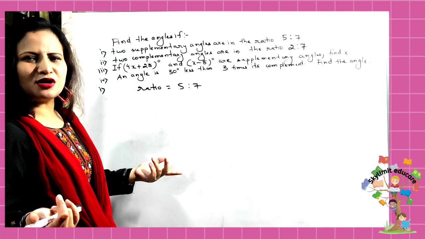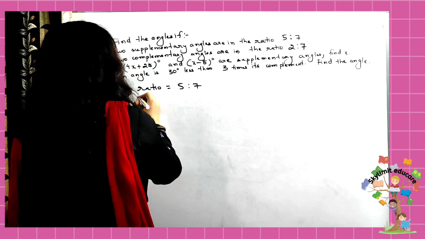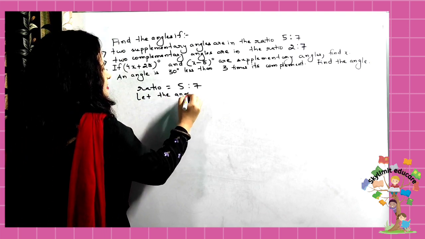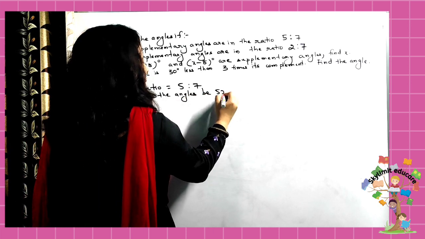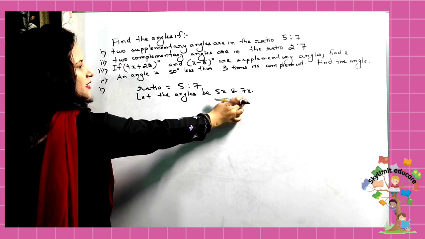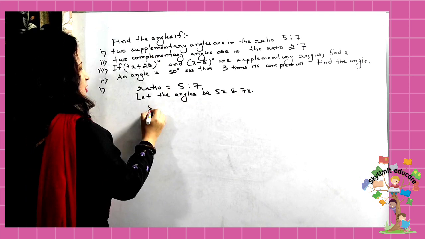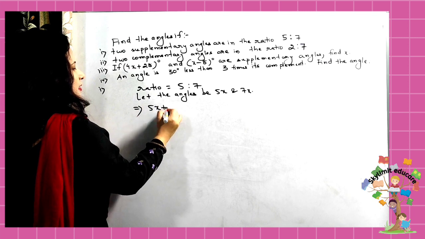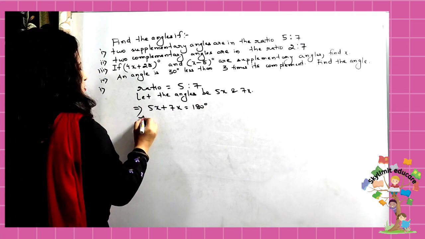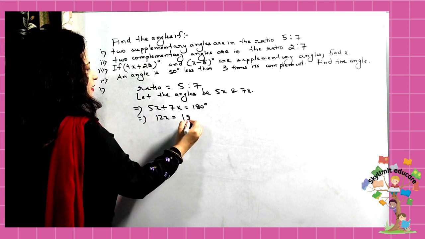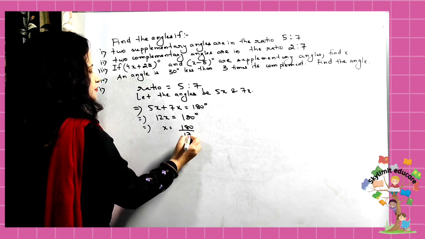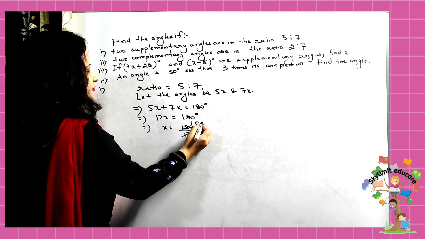So very simple way we can solve by taking x. So the two angles and the ratio. Let the angles be 5x and 7x. And these two are the angles, and they are supplementary. That means the sum of these two angles should be equal to what? 180 degree, right? So how much we got here? 12x equals 180 degree. So x will be equal to 15 degree.